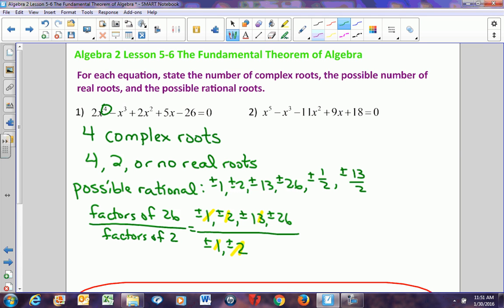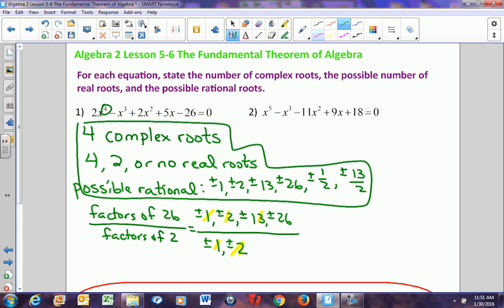Because basically you're going to say plus and minus 1 over 1, which is 1, plus and minus 2 over 1, which is 2, plus and minus 13 over 1, which is 13, and plus and minus 26 over 1, which is 26. And then you do plus and minus 1 over 2, plus and minus 2 over 2, which is 1, plus and minus 13 over 2, and plus and minus 26 over 2, which is 13. So you just put all those numbers in there. So you get 4 complex roots, 4, 2, or no real roots, and our possible rational roots are plus and minus 1, plus and minus 2, plus and minus 13, plus and minus 26, plus and minus 1/2, and plus and minus 13/2.